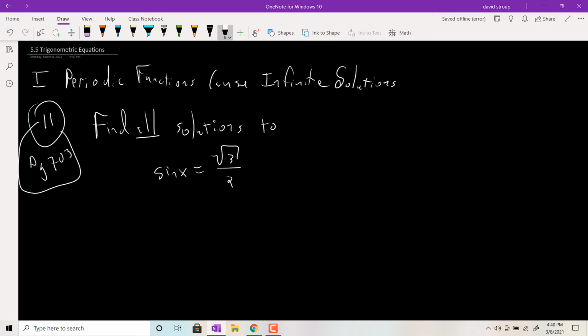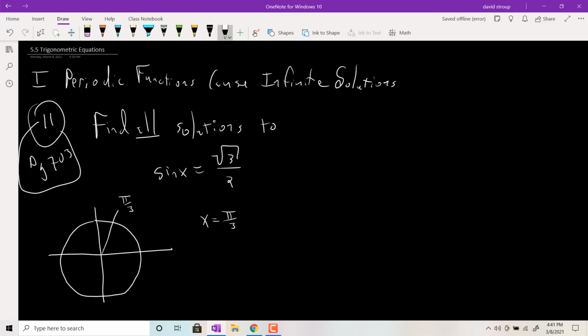Okay, on the unit circle from 0 to 2 pi, we know of two solutions, right? The first one, the most obvious, is the reference angle solution that we have memorized, pi over 3. So we know x is equal to pi over 3. That's one solution. Another solution is where sine is also positive, that second quadrant, so this angle. So x also equals 2 pi over 3. That would be another solution.